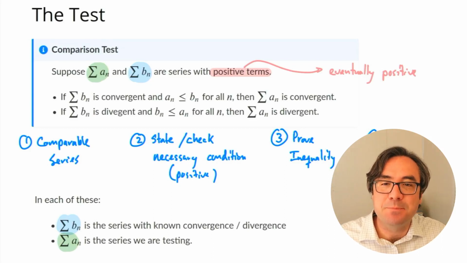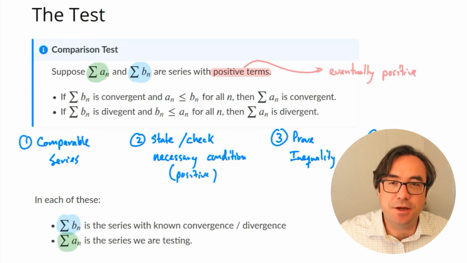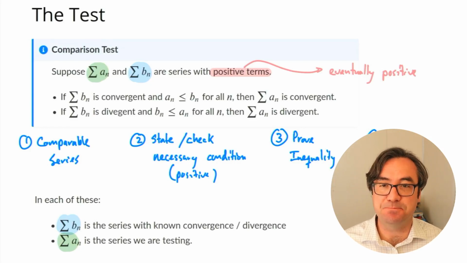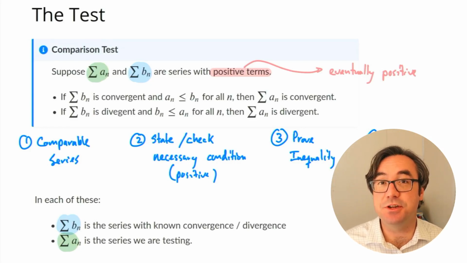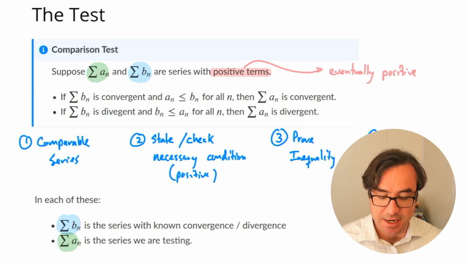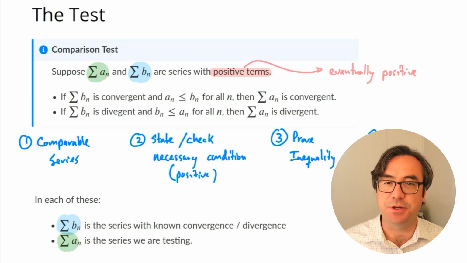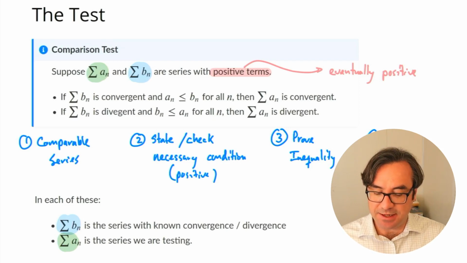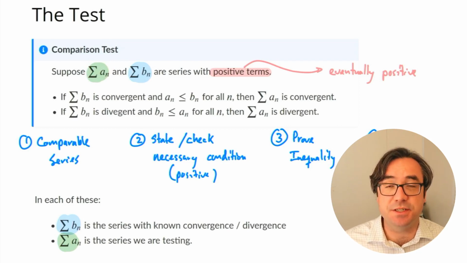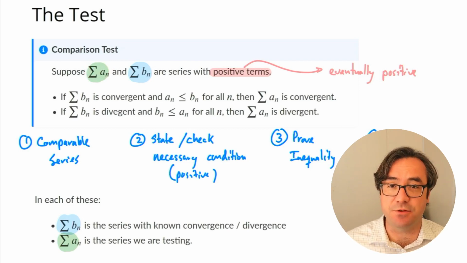Welcome, everyone. For today, we're going to continue on with our direct comparison test to determine whether a series is convergent or divergent. Let's first review what the test says, just to refresh our memories. We have some series, sigma an, that we don't know anything about. We want to see if it's convergent or divergent.